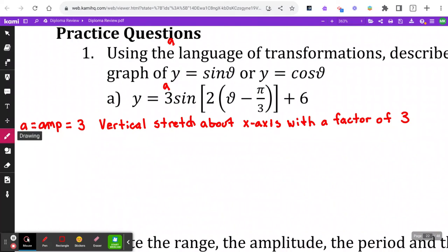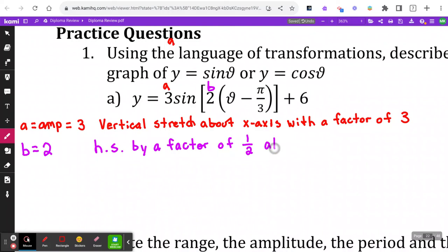2. This is your B value. That is not your period. The period is not 2. The period for that would be pi, because 2 pi divided by 2 would be pi. The B value is a horizontal stretch. So it's a horizontal stretch by a factor of 1/2. Remember that our horizontal stretches are 1 over what you see. About the y-axis.